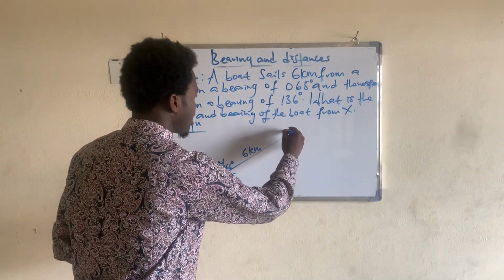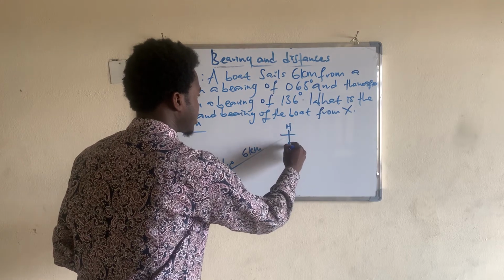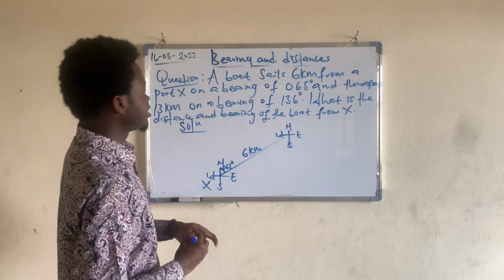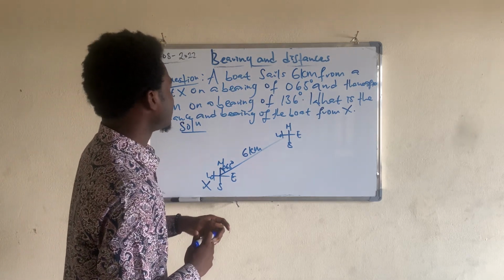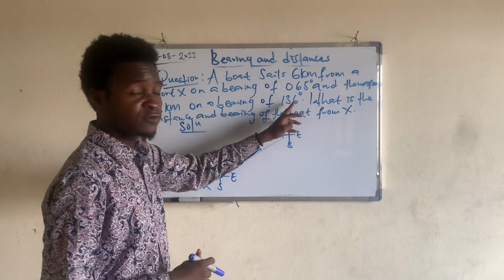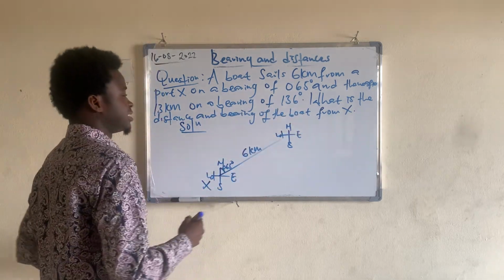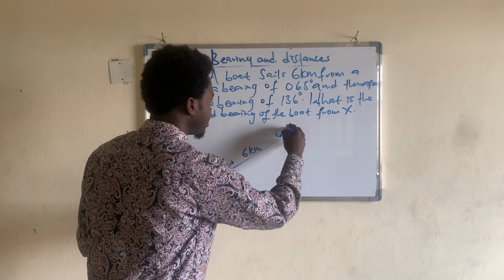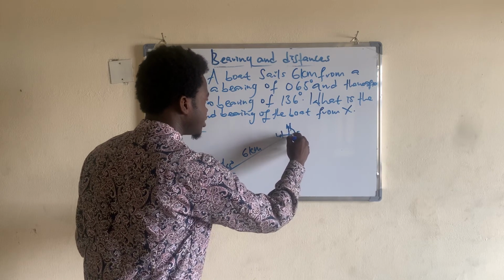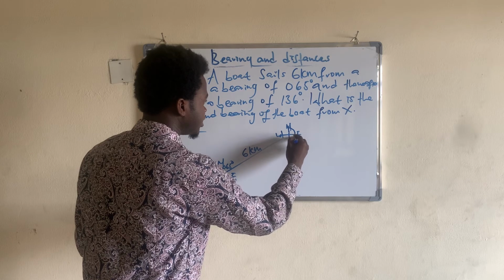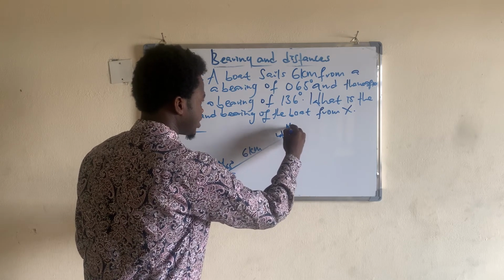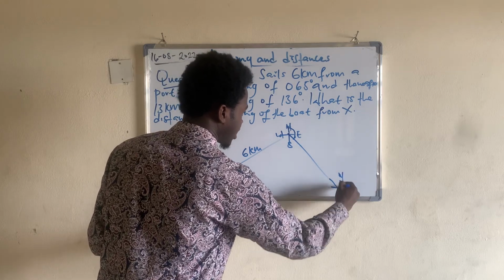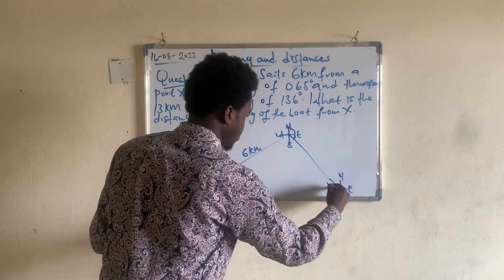So here I will create another 4 cardinal points: north, south, east, west. And it says, and thereafter 13 kilometers on a bearing of 136 degrees. So I will bring my 136 degrees above 90, close to 180. I will create that arc and draw another line. Then create another 4 cardinal points: north, south, east, and west.